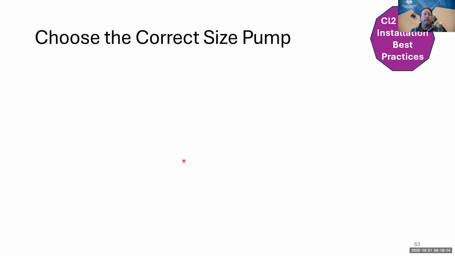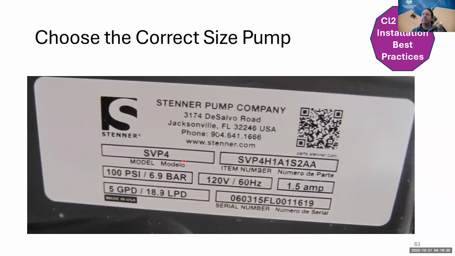All right, so whenever you start looking at applying a liquid chlorine solution to your drinking water, the first thing you want to do is make sure you have the right size pump. You don't want to make it too big, you don't want to make it too small, and so there are a few factors you need to take into account to choose the correct size pump.